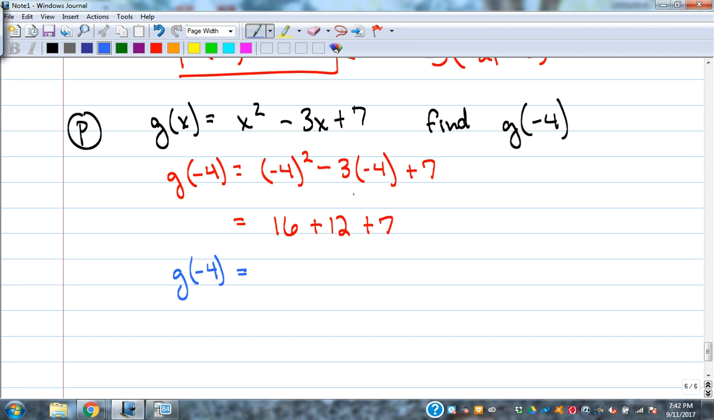All right, so 16 and 12 is 28, and 7, 35. So what's the ordered pair that creates? -4, 35. That's the ordered pair. So if you ever got asked, hey, what ordered pair does that function value give you? You know what it is. You know where it came from. It's nothing incredibly fancy.